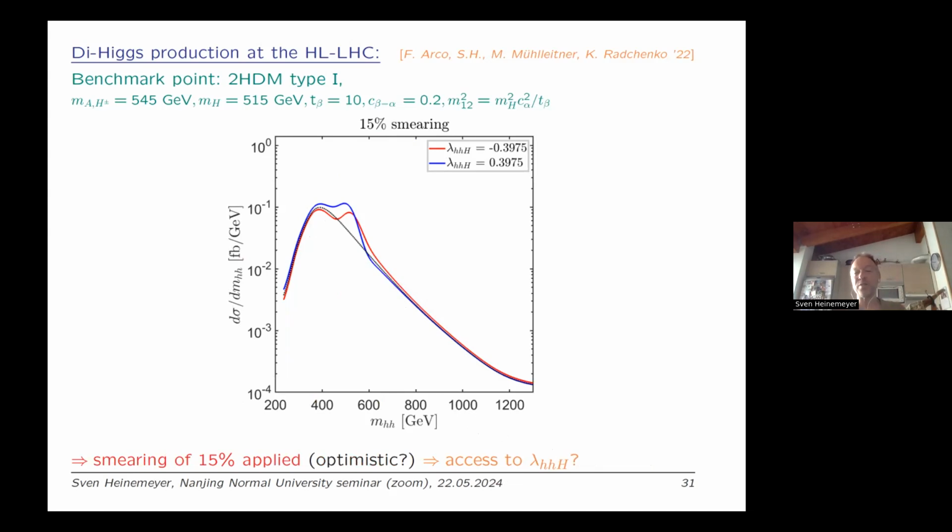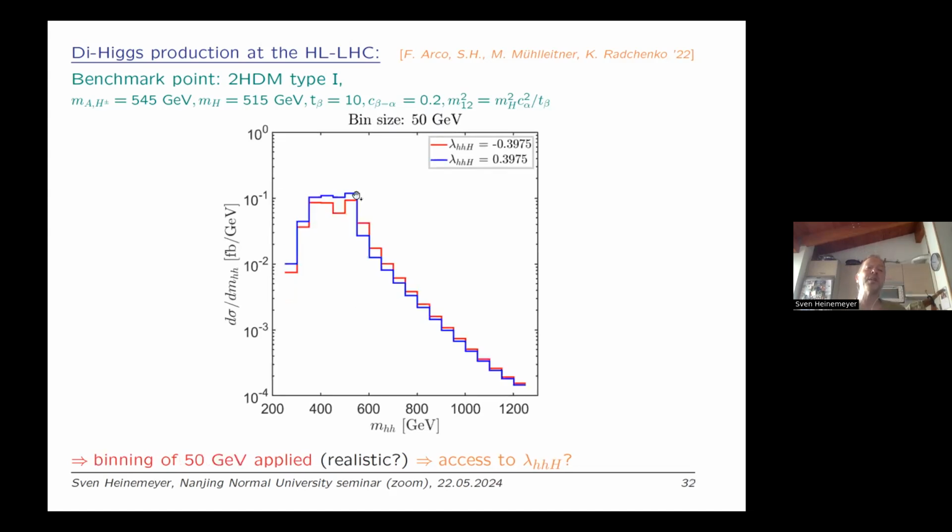And this is not the end of the story, because the resolution in MHH is not as fine-grained as I show you here, but it's rather at the level of 50 GeV. So we need a binning of 50 GeV. And if you bin these two, then the red curve and the blue curve look like this. They still look a little bit different, but optically it would be much more complicated to even get a handle on the sign of these BSM triple Higgs couplings.